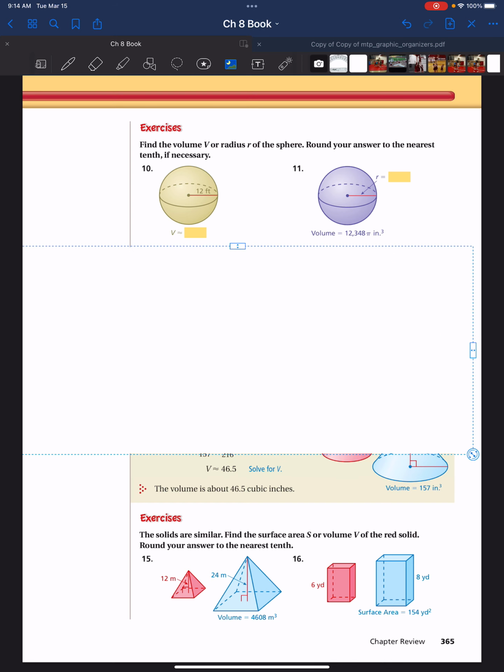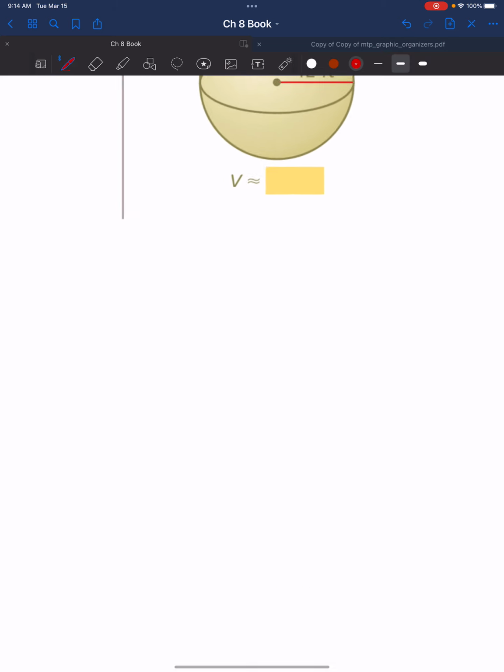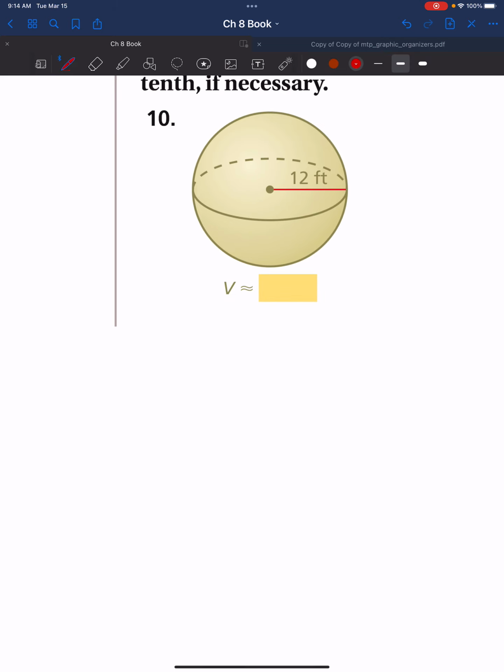Number 10, find the volume. First step, always write down the formula. Volume equals, remember this is a sphere. When I opened up the tennis ball, there was 4 three-dimensional circles. So it's going to be 4/3 times the pi times the radius cubed because it's volume. Let's fill in the things we know. I know the radius is 12.